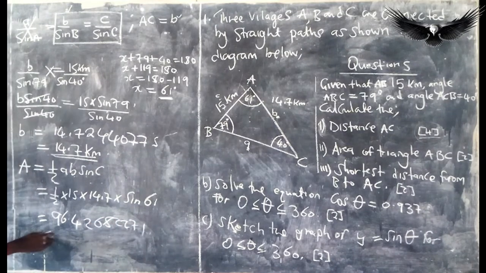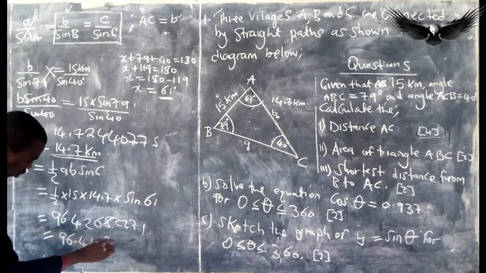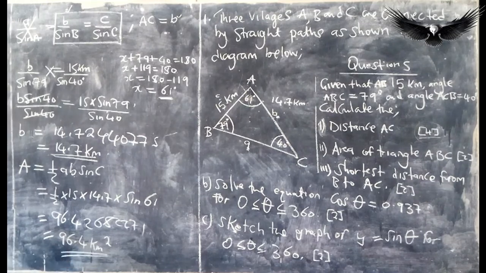This one is giving us 96.42682271. So we can round off to one decimal place. This one will be 96.4 kilometer squared. So area is always in kilometer squared. Alright, so that is what we have, and the area we have found to be 96.4 kilometer squared.